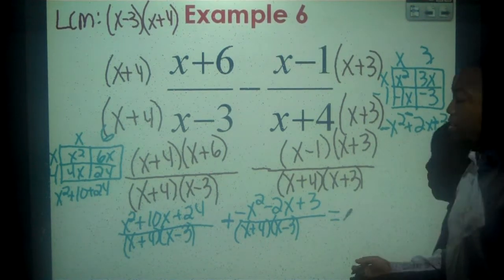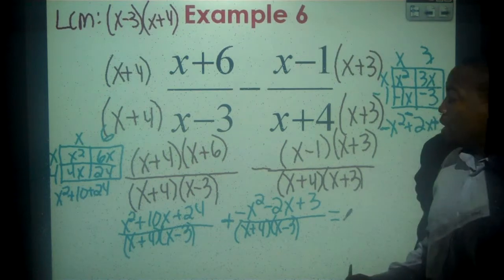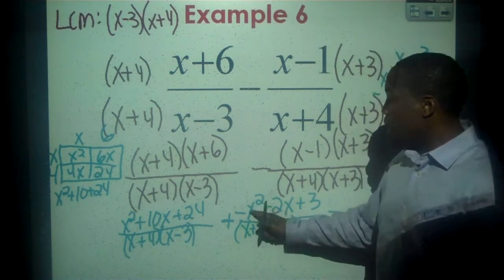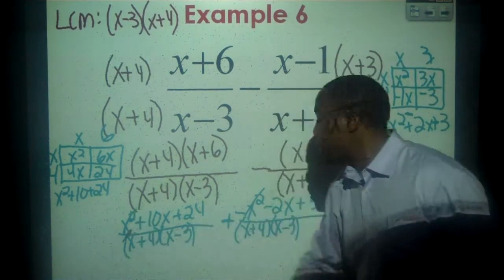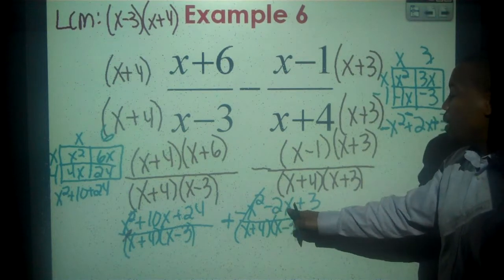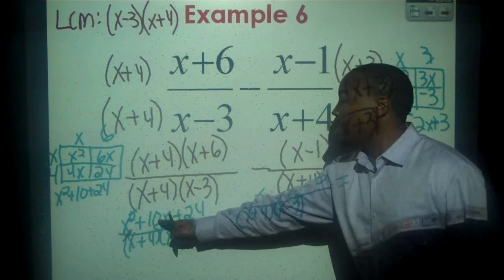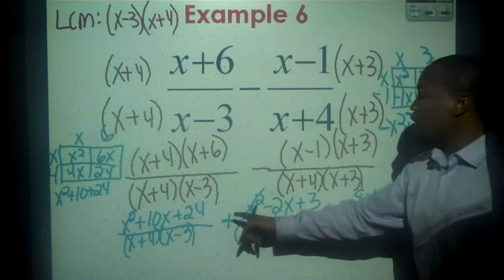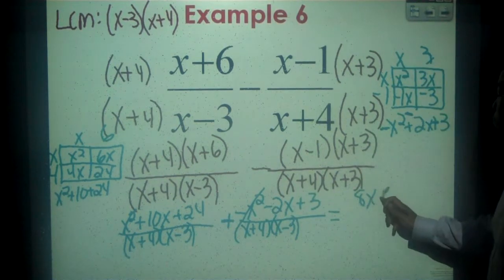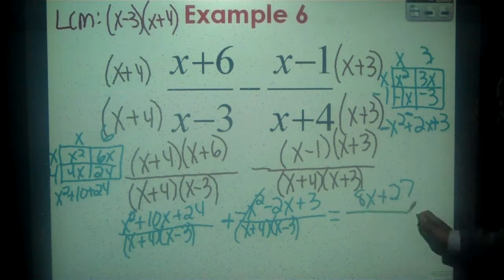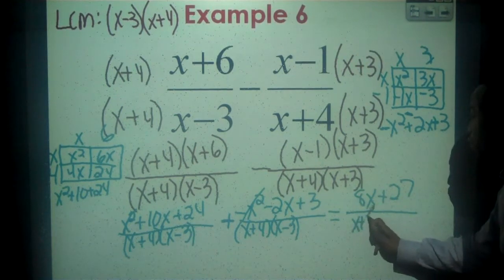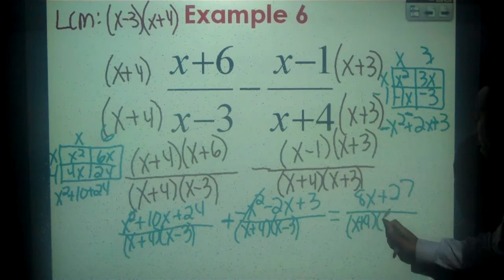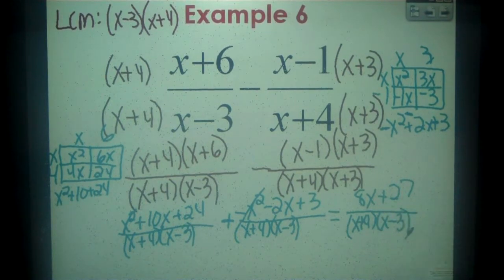What are we going to do now? Now everything's done, let's go ahead and cancel out things that we can cancel out. So the x squared and this x squared cancel out. Now this 2x right here, we'll go with this one right here, so add like terms, so we get 8x. This 3 and this 27 go together, so we get a positive 27 over x plus 4 and x minus 3. Now that is your answer.